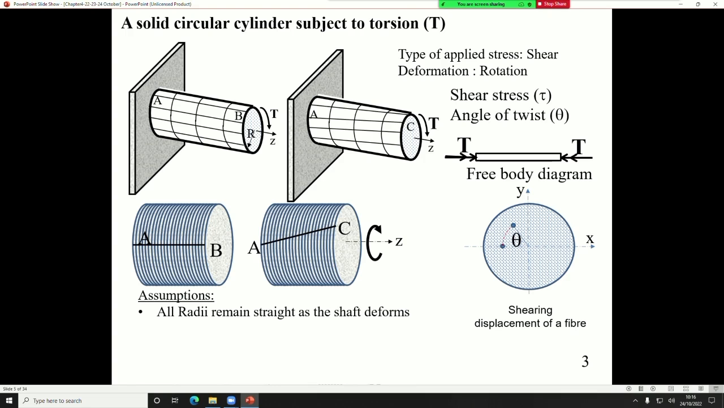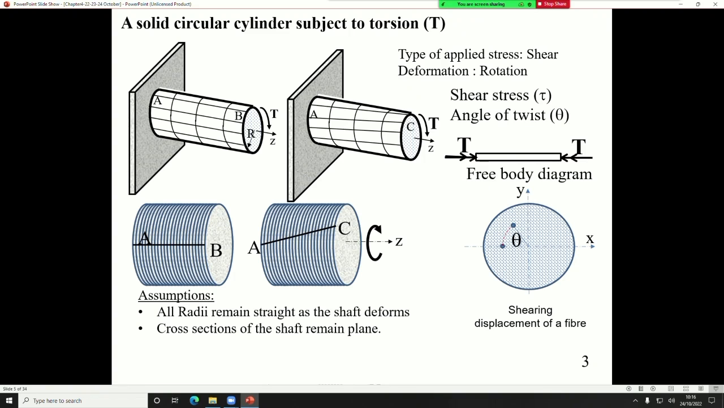So the circular sections remain circular and remain normal to the cross-section and axis of the cylinder. What does this mean? It means it doesn't warp. So if I apply a torsion to the circular cylinder, the cross-section remains normal to the axis of the cylinder. It doesn't go forward or backwards. So if I rotate it, it remains circular and remains normal to the axis of the cylinder.